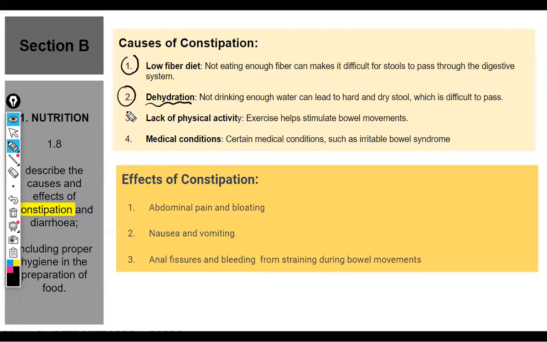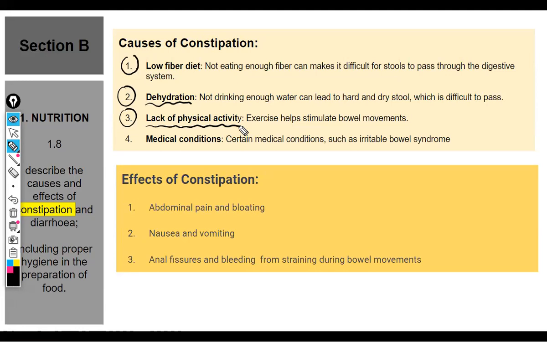And believe it or not, the lack of physical activity. You see, for people who don't move around a lot, or they just sit down the whole day, some people we call a couch potato. They just sit down on the couch the whole day. They don't get up and move around. And when I say exercise, I'm not talking about going to the gym and working out hard. I'm talking about just getting up and walking around the house.